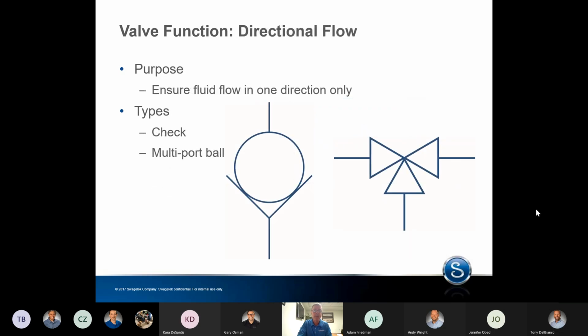The third type of valve function is directional control. The purpose of this type of valve is to ensure flow in a desired direction. Although check and ball valves are different in design, both are capable of directional control in very different applications. Symbols shown here are for a check valve and for a three-way ball valve.